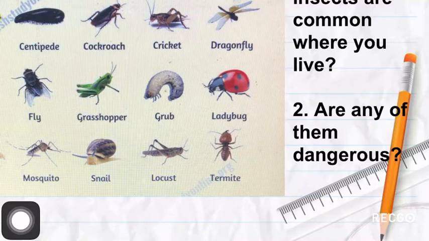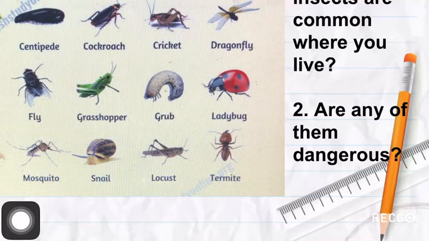Question number 2 is, are any of them dangerous? This is a very important question. This is the rule of the world, that whenever any human being feels danger, he will try to save himself. In the same way, whenever any animal, any insect, any bug feels danger, he will try to protect itself. Now the question is, are any of them dangerous?